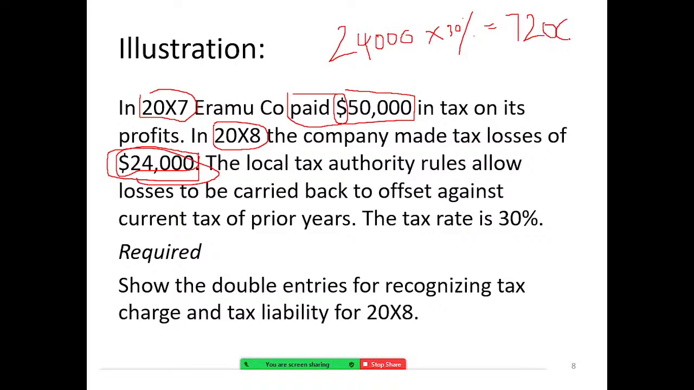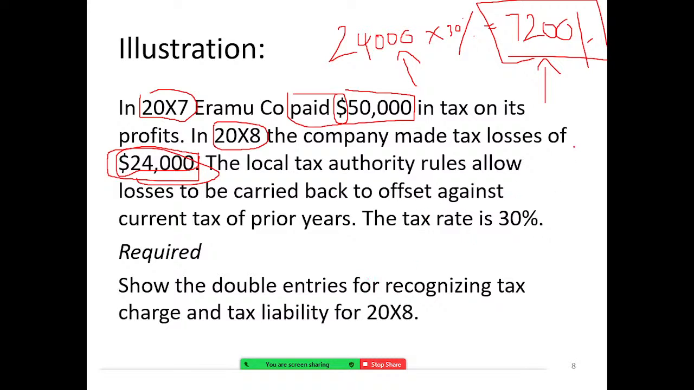7,200. If the entity earns a profit this year of 24,000, it should pay tax to the government of 7,200. But the company ends up with a loss. Therefore, the government should pay the entity 7,200, right? So what are the double entries for recognizing the tax charge and liability for 2018?